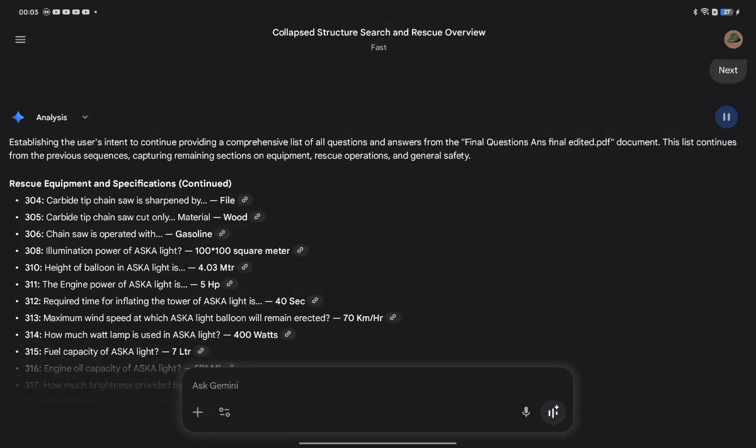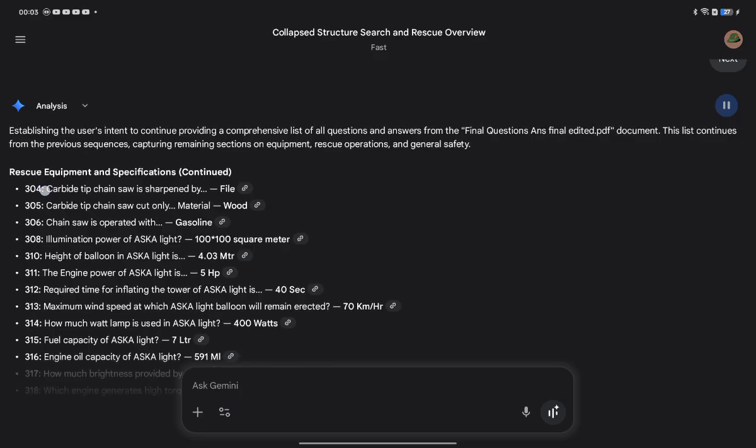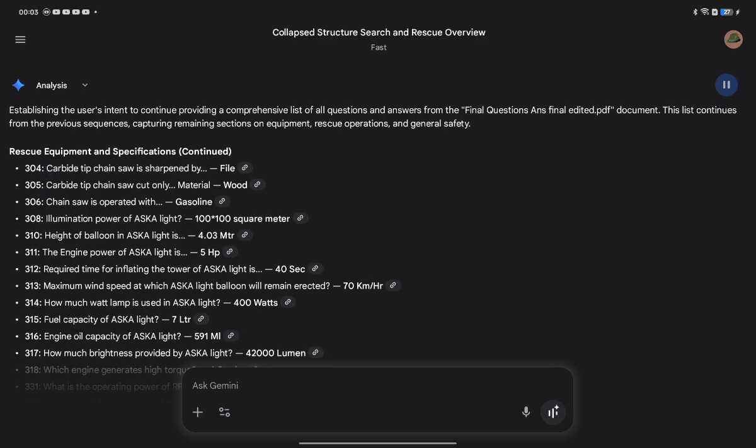Establishing the user's intent to continue providing a comprehensive list of all questions and answers from the final edited link to .pdf document. This list continues from the previous sequences, capturing remaining sections on equipment, rescue operations, and general safety.